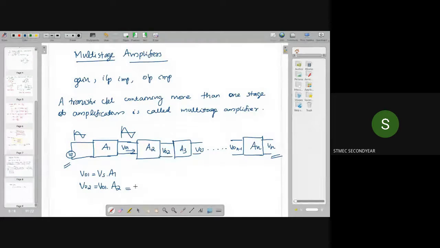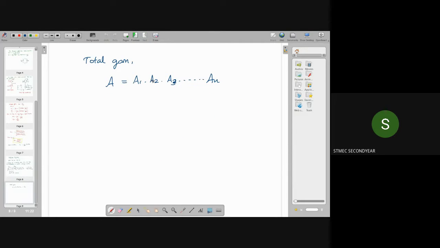This V01 is equal to what? Vs into A1. Right? Vs into A1 into A2. So the second stage gain V02 divided by Vs is equal to A1 into A2. In this manner, if you are connecting N amplifiers, our total gain will be equal to the product of gains of each stage. So for an n-stage amplifier, total gain will be equal to A1, A2, A3, etc. An, where A1 is the gain of the first stage, A2 is the gain of the second stage, like that.